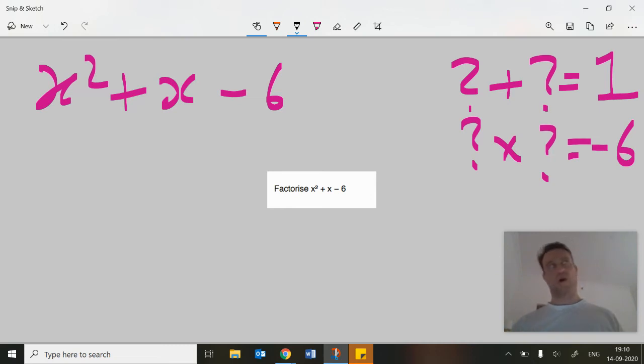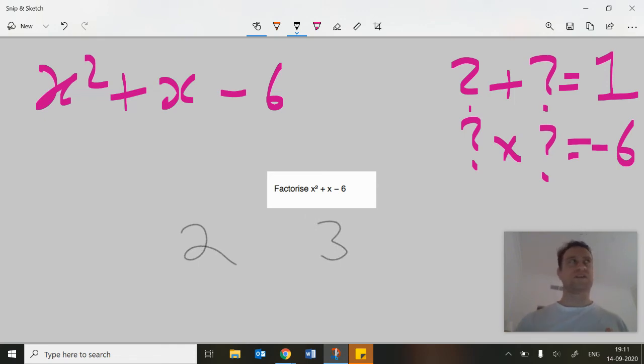Something plus something is 1. Well, there's lots of numbers that add together to equal 1. I could do minus 10 and plus 11. That works. So there's an infinite number of combinations. But let's think about the factors of 6. So we can have 2 and 3.